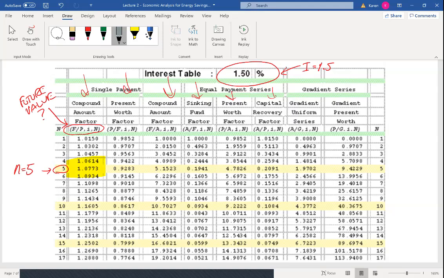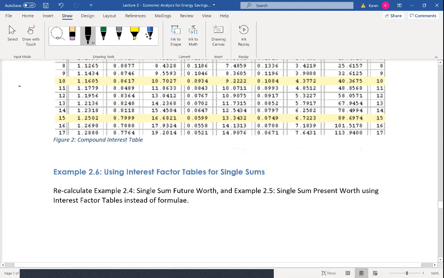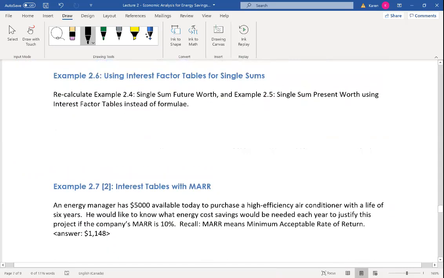It's here. This is my factor. It's 1.0773. Now you need to know what to do with that. What you do with that is you multiply it through. So let's do an example, 2.6. In this example, recalculate example 2.4 using single sum future worth.